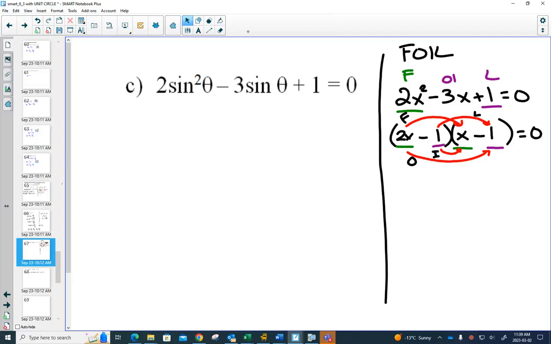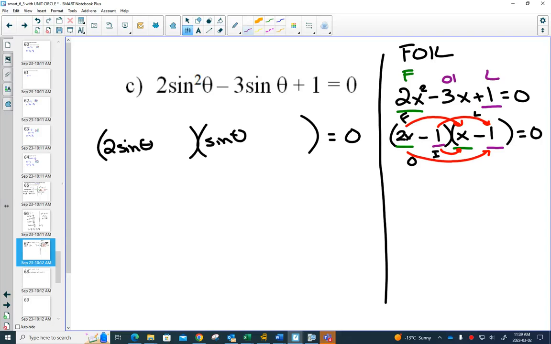Now when we get to trigonometry, I do the same thing. To get 2 sine squared, my only option would be 2 sine theta and sine theta. To get the 1, my only option is 1 and 1. I think about my outside and my inside. They have to combine to give me -3. That tells me both of these need to be negative, because that would give me -2 sine theta, -1 sine theta, which gives me -3 sine theta. Once I put it in, I do a complete check, FOIL it all out, multiply everything, and double check that it works.